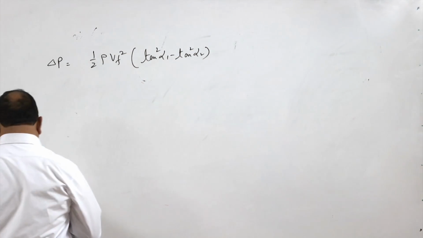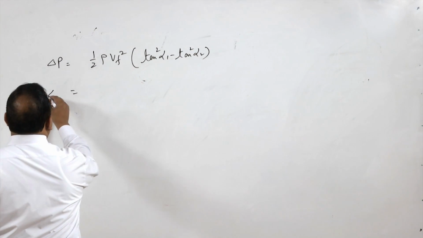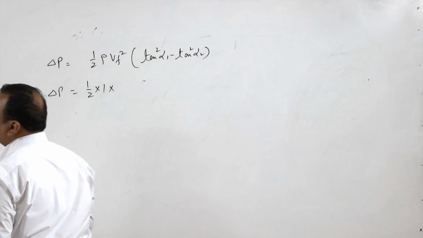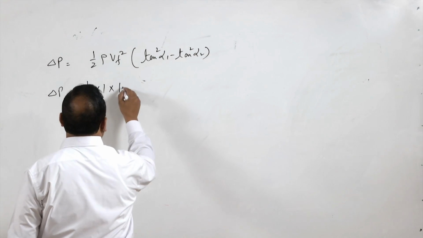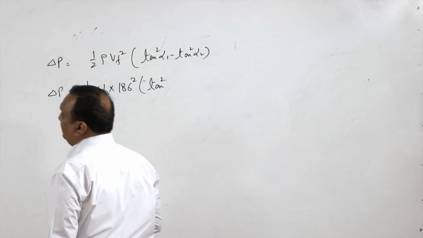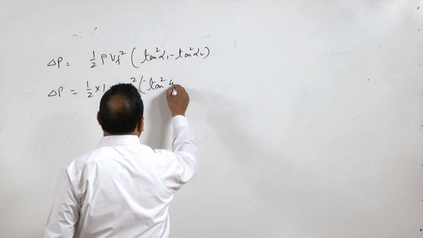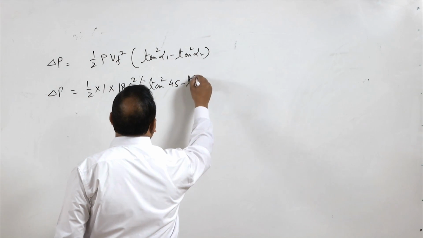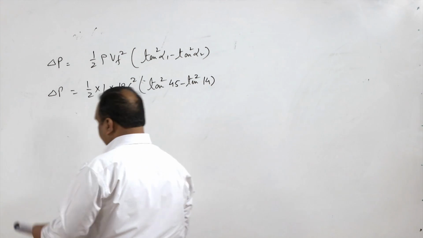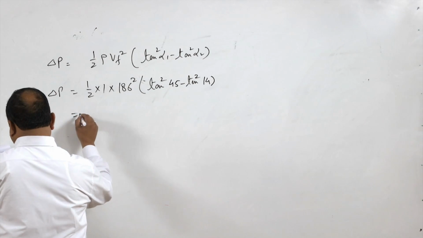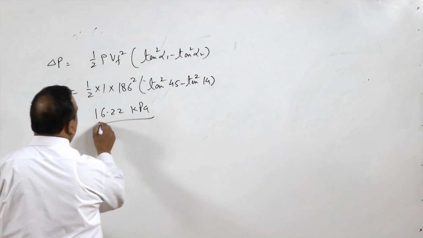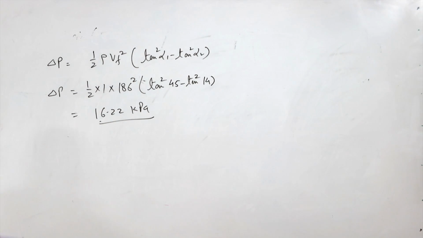Now, here delta P is equal to half, rho is given here as 1, velocity of flow is 186 square, tan square alpha 1 is 45 minus tan square alpha 2 is 14, and this gives the pressure rise as 16.22 kilopascal. That is the pressure rise.